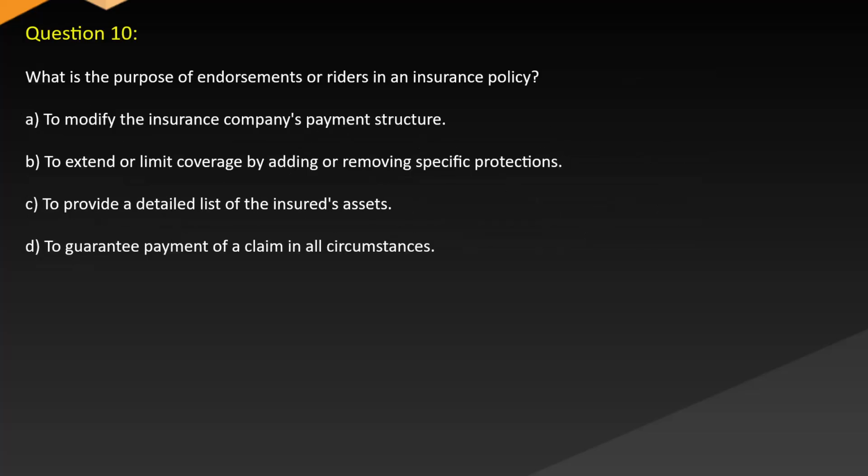Question 10. What is the purpose of endorsements or riders in an insurance policy? A. To modify the insurance company's payment structure. B. To extend or limit coverage by adding or removing specific protections. C. To provide a detailed list of the insured's assets. D. To guarantee payment of a claim in all circumstances.